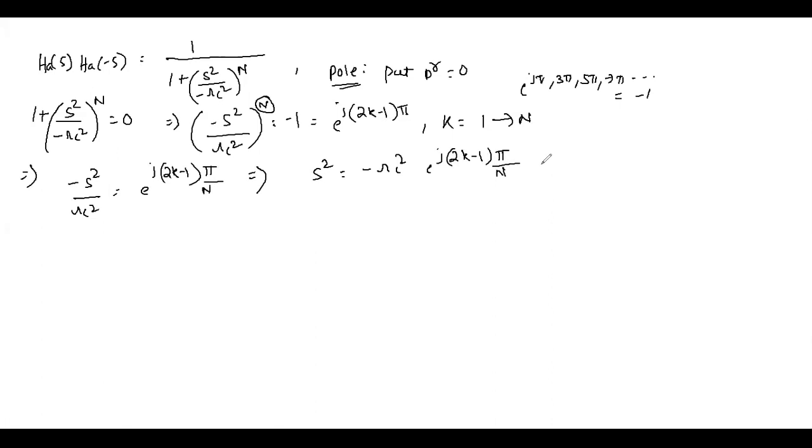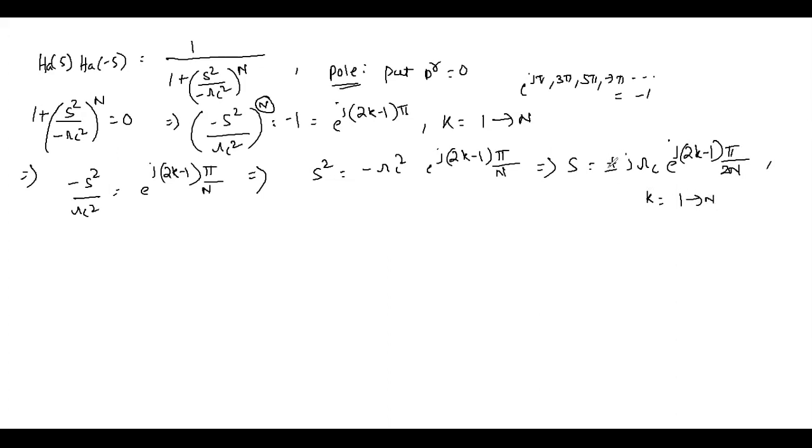Then what is s? Or you can write s equals plus or minus j omega c e to power j(2k minus 1) pi divided by 2n. Okay, clear? Where k equals 1 to n. Now see, we are getting here plus or minus.